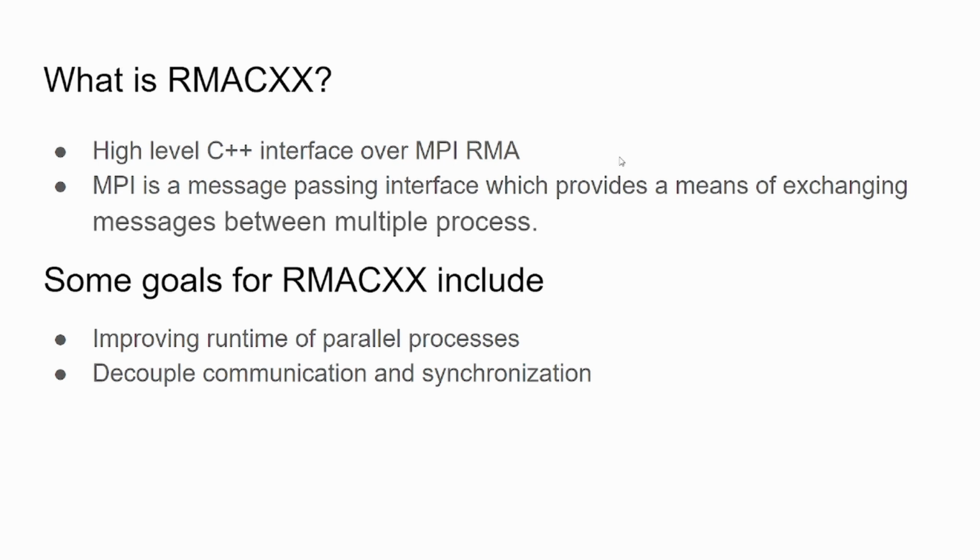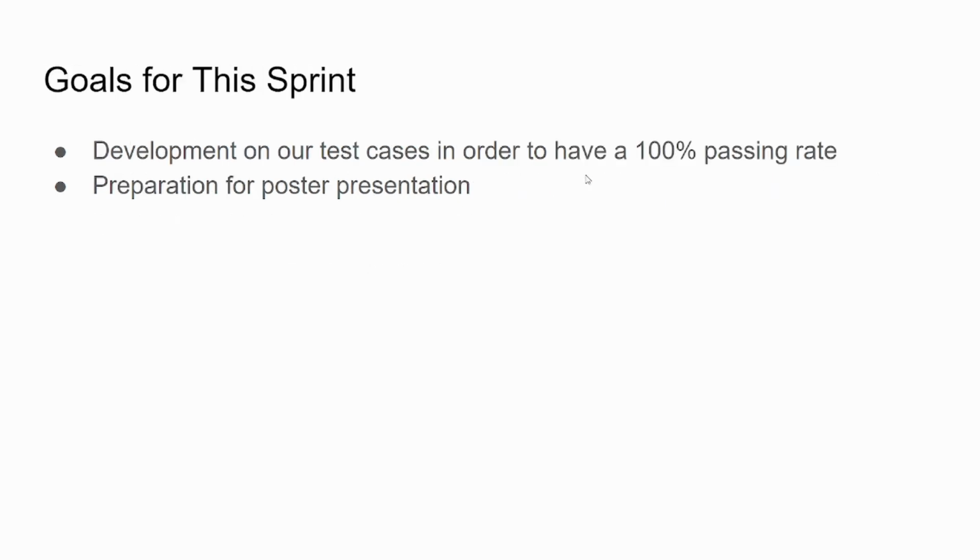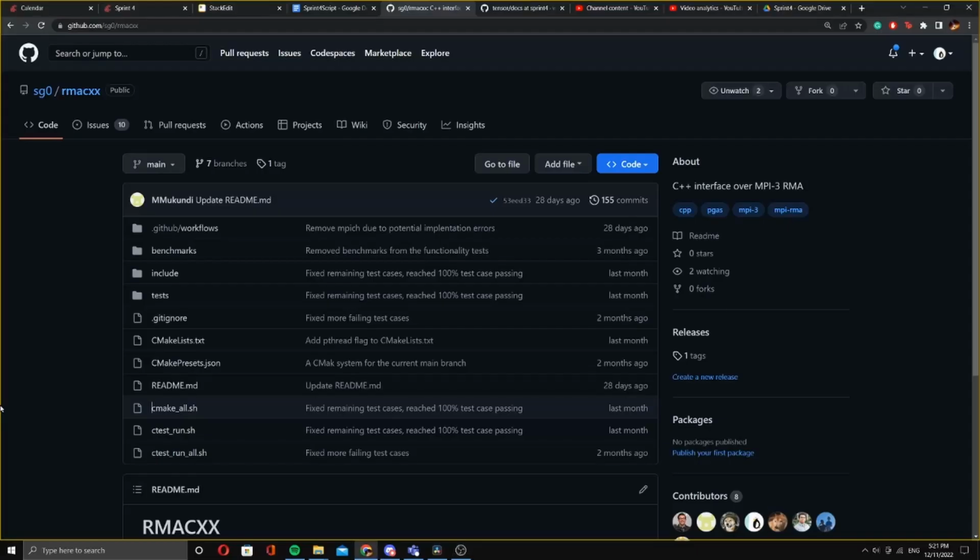RMAX is a high-level C++ interface over MPI RMA, with MPI being a message passing interface which provides a means of exchanging messages between multiple processes. Some of our long-term goals include to improve the runtime of parallel processes as well as to decouple communication and synchronization. Throughout this sprint, a couple of our goals include development on our test cases in order to have a 100% passing rate, as well as preparation for the poster presentation in which we will present to judges about our current progress and goals for RMAX.